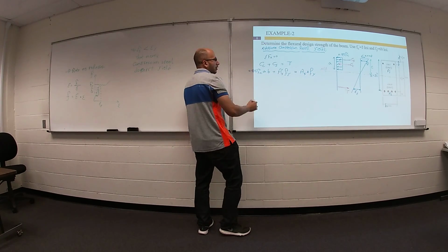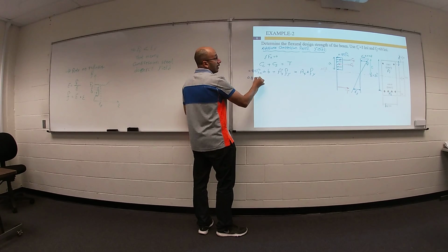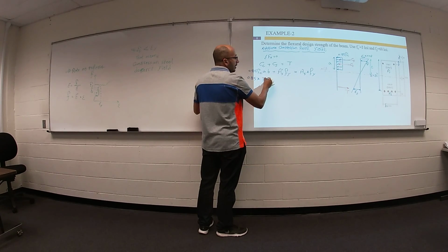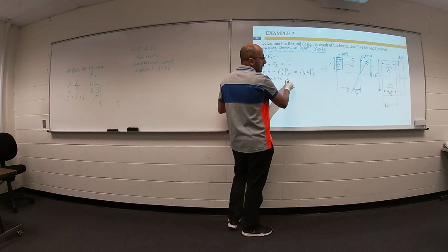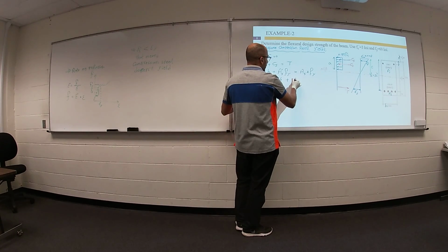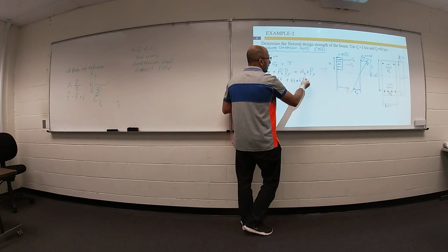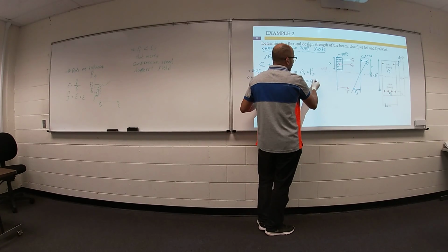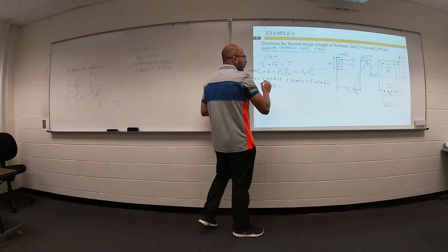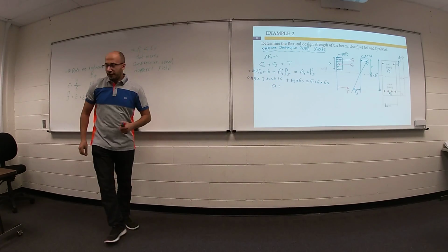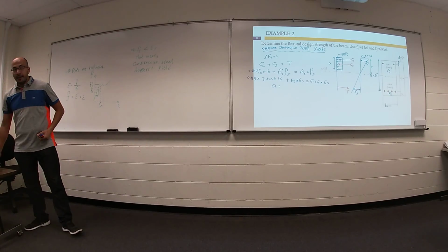Go ahead and put your values: 0.85 f'c 3, a, I don't know, b 14, plus area of steel 1.2 times f yield 60, equals area of steel 5.06 times f yield 60. The only unknown is your distance a. What is the value of a? Very simple.